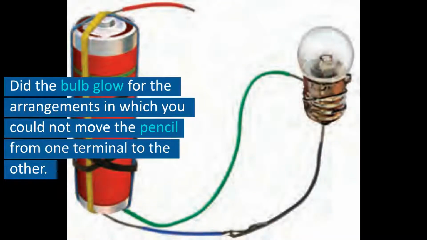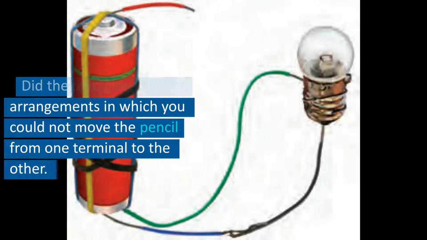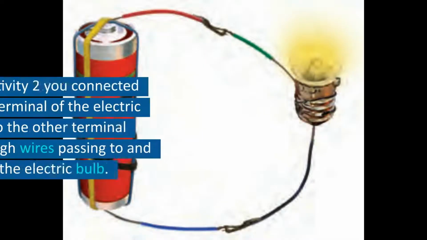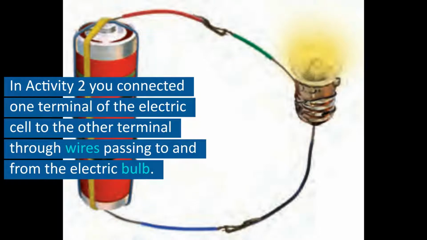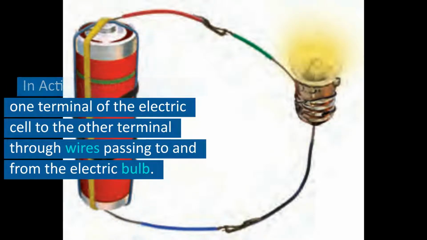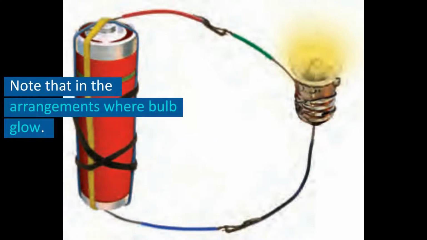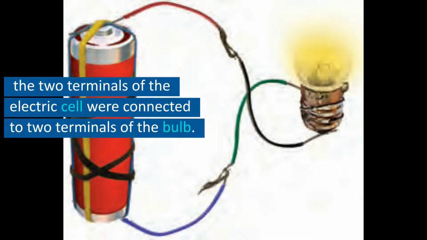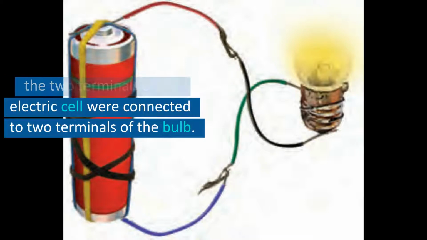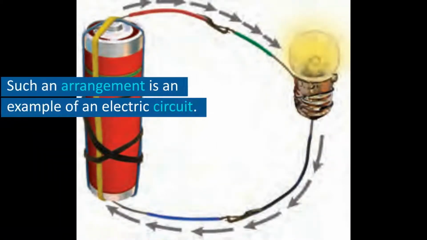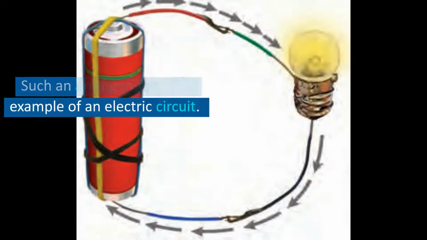Did the bulb glow for the arrangements in which you could not move the pencil from one terminal to the other? An electric circuit. In activity 2, you connected one terminal of the electric cell to the other terminal through wires passing to and from the electric bulb. Note that in the arrangements where the bulb glows, the 2 terminals of the electric cell were connected to 2 terminals of the bulb. Such an arrangement is an example of an electric circuit.